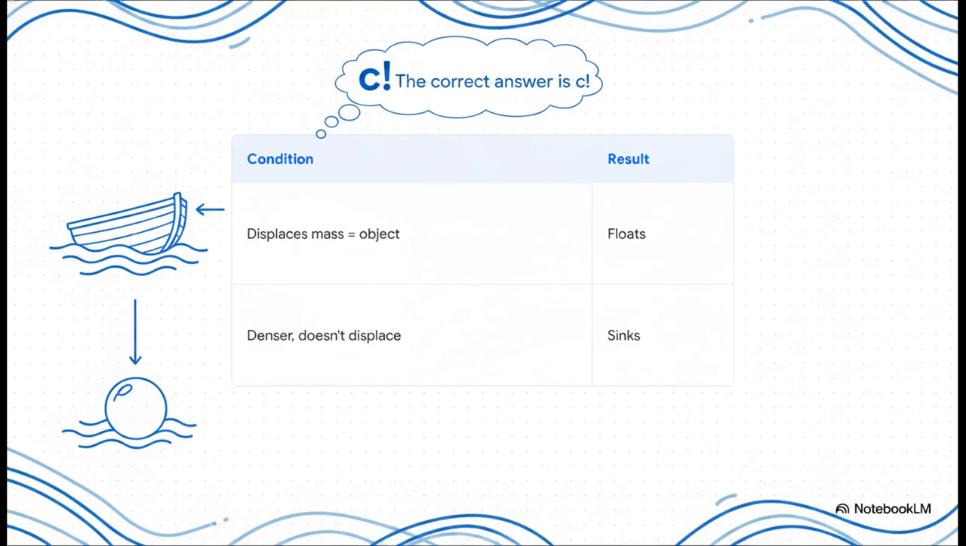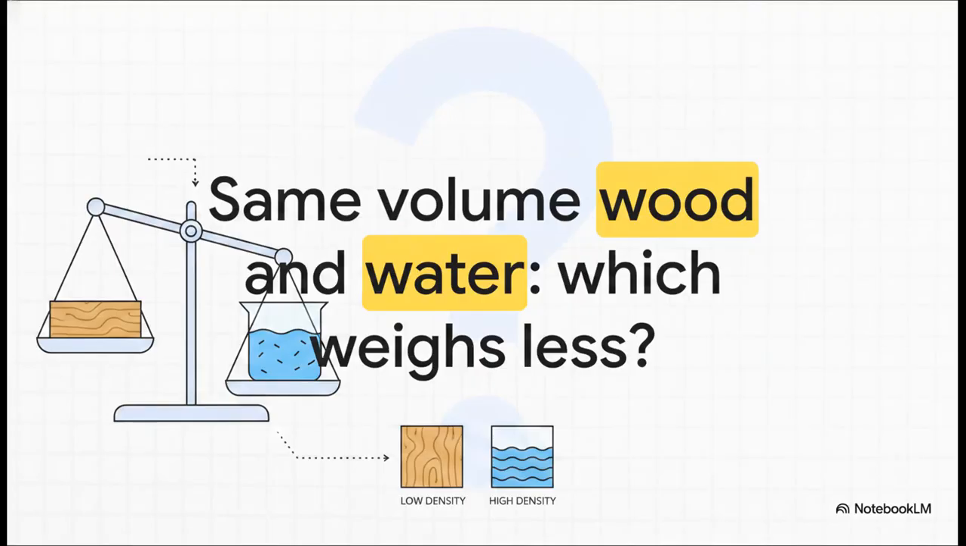Let's look at the table to cement this logic. Condition 1, if it displaces water mass equal to object mass, the result? It floats. Condition 2, if it's denser and doesn't displace enough water, it sinks. So simple, right? Okay, one last question for you guys from Activity 8.3.